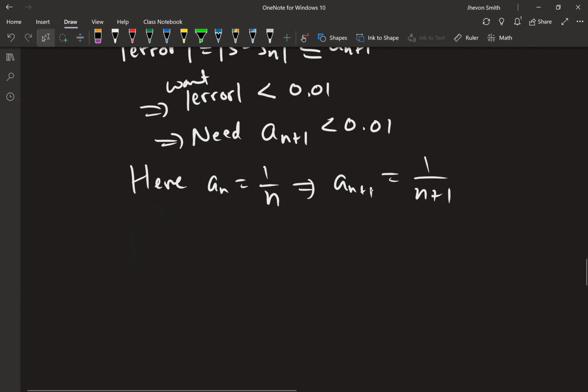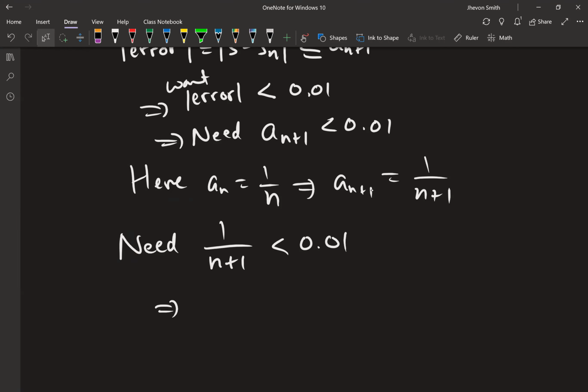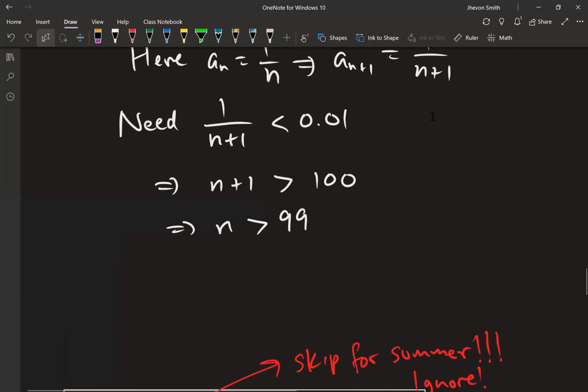So I just need 1 over n plus 1 to be less than 0.01. This means that I need n plus 1 to be greater than 100. This means I just need my n to be greater than 99. So adding up 100 terms is good enough. S100 is a good enough approximation.